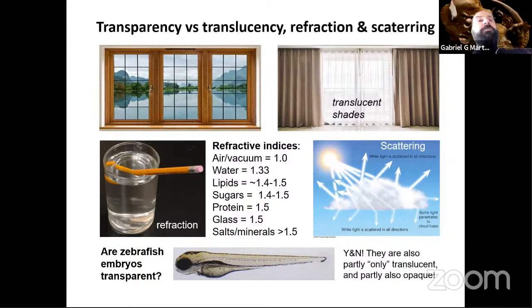Translucency might not be so obvious to most of you, but translucency is what we turn our windows into when we put these shades, which allow light to go through, but give you some privacy. People are not able to see inside your house once you put these shades, and that's what most of the times they do. You can also have these shades, which actually allow you to sleep because you have no light. Biological materials can also have these properties.